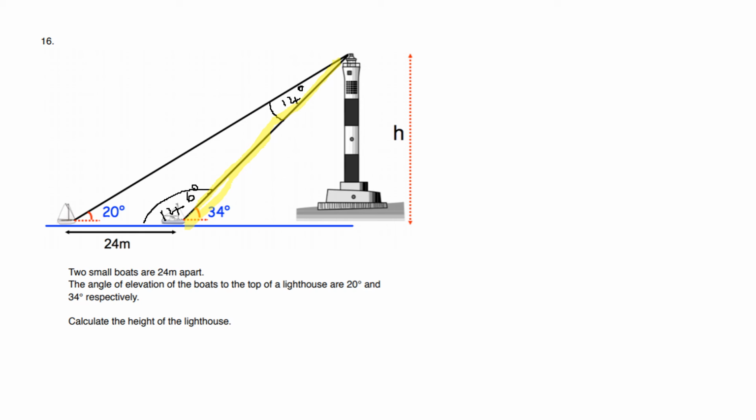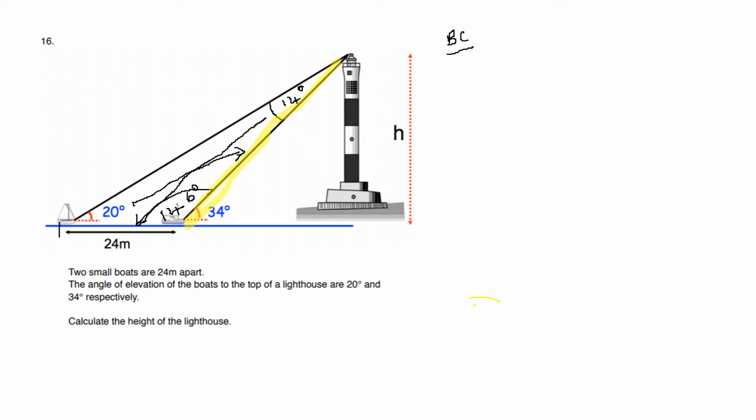So if I have a look, I've got my angle of 14 degrees opposite my side of 24 meters. My angle of 20 degrees is opposite the side that I want to find. So I can use the sine rule. So I can do BC.